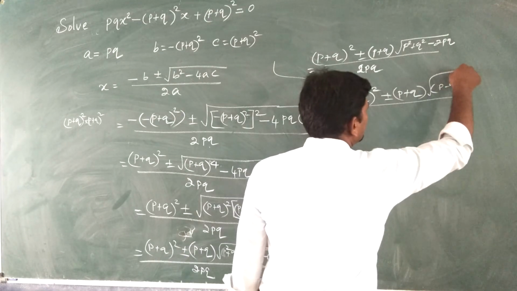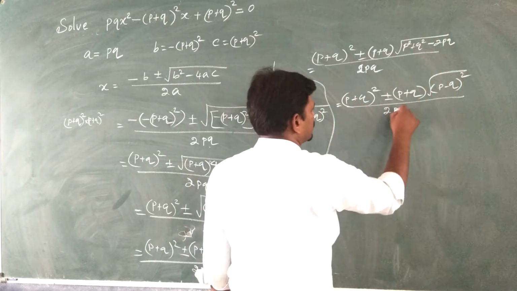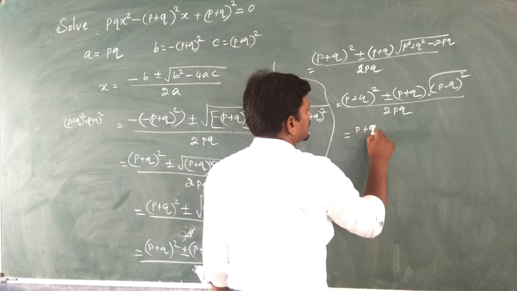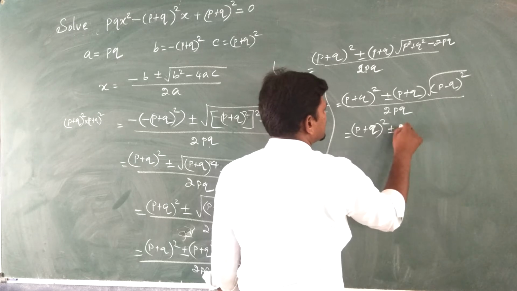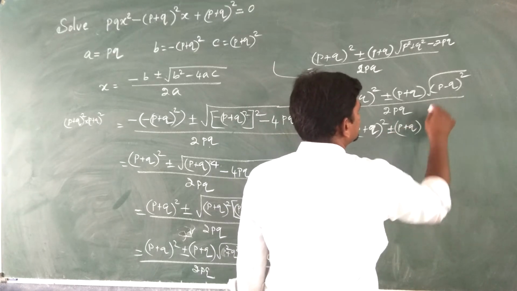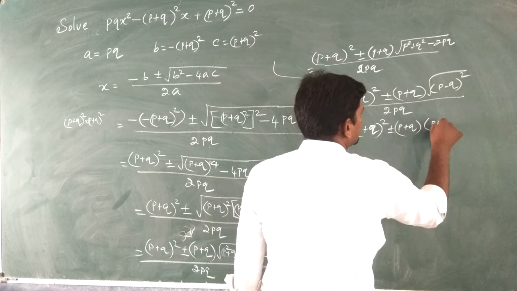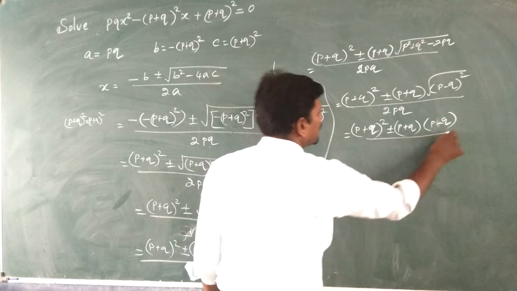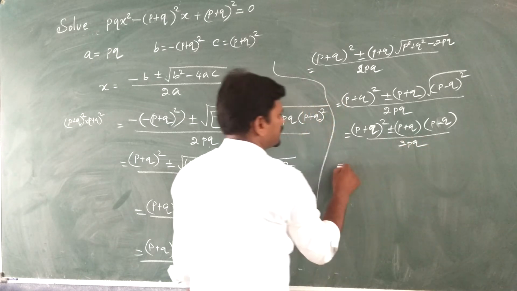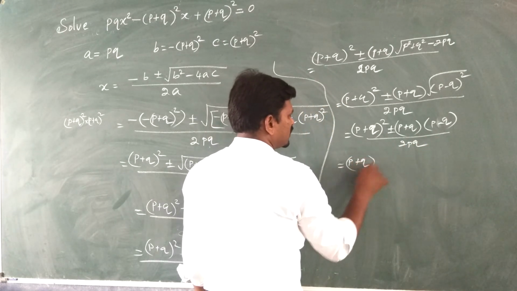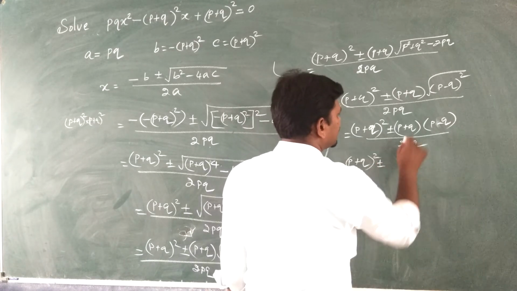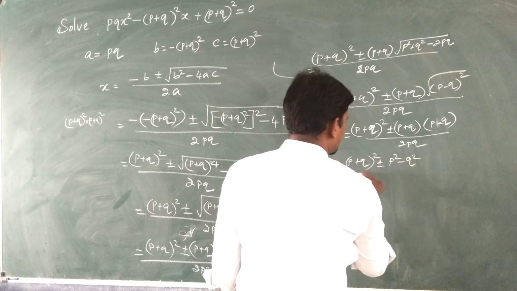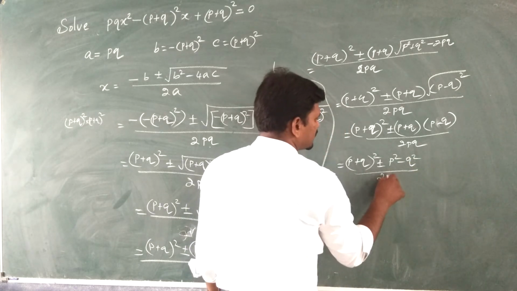In the next step we will remove the square and square root. So (p plus q) whole square plus or minus (p plus q) into (p minus q), by 2pq. Then (p plus q) whole square plus or minus, using (a plus b)(a minus b) equal to a square minus b square, by 2pq.